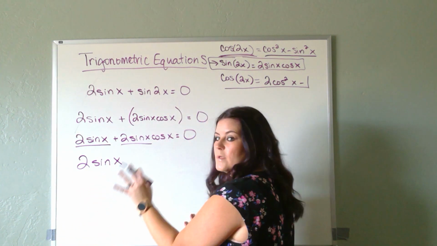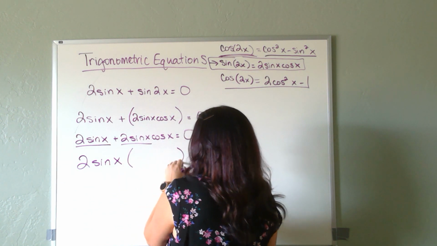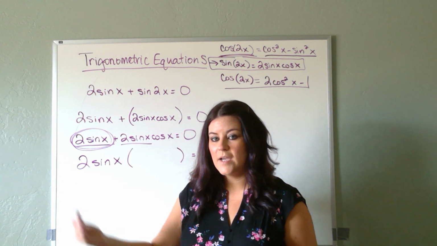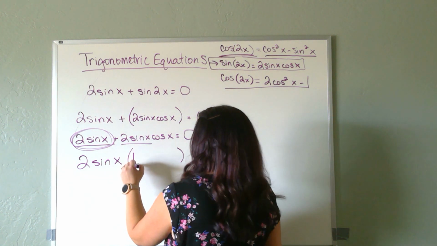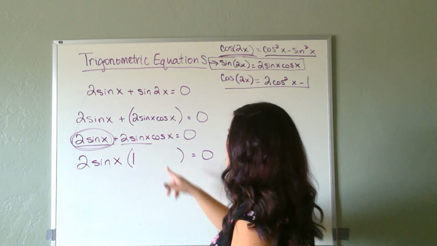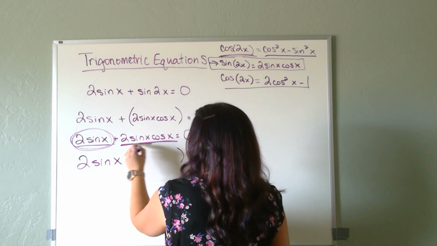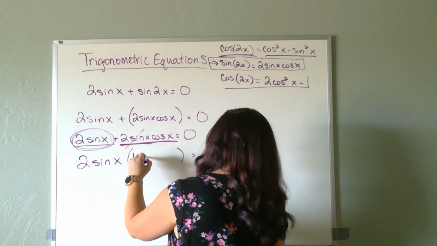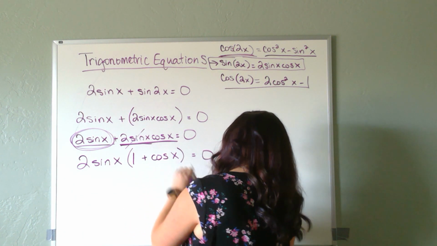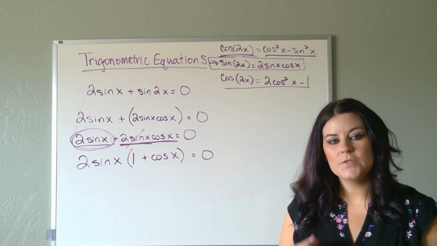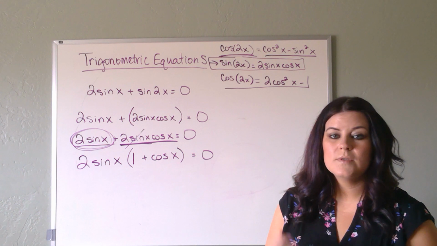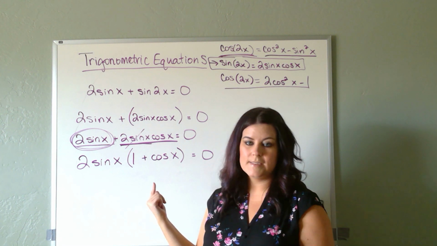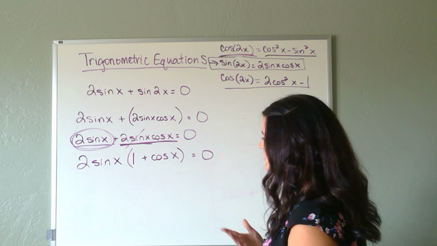If I take out 2 sine x from both of these terms, let's see what I'm left with. Okay, so from this first term, it is 2 sine x. If I divide by 2 sine x, what am I left with? Just a 1, right? Second term is 2 sine x cosine x. If you divide out the 2 sine x, what's left? Just a cosine x. I know it's weird to be factoring with trig equations, but factoring works the same. You can take a common term out of all the terms you have, and you can end up with something like this.